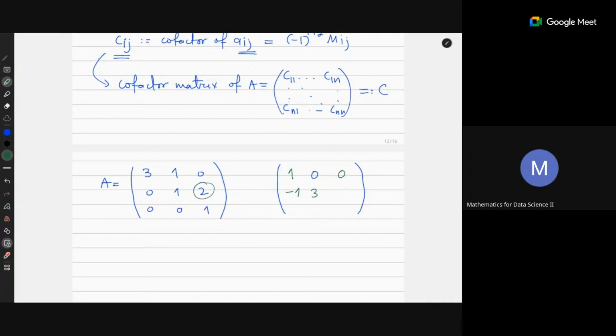What is the cofactor of 2? 0. What is the cofactor of 3? 1. Cofactor of 3, 1 is 2. All right. What is the cofactor of 3, 2? Minus 6. Right. What is the cofactor of 3, 3? 3.